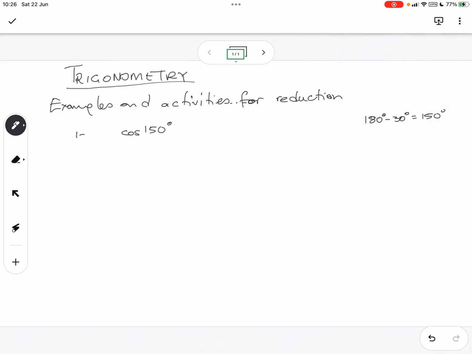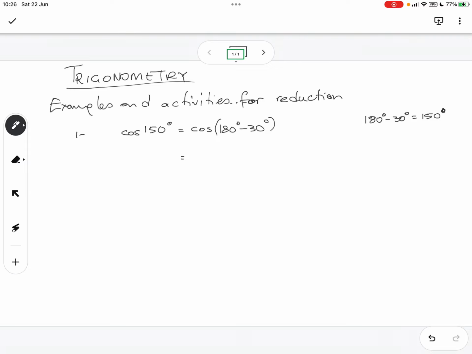All right. So if we take 180 degrees and we remove 30 degrees from it, we are left with 150 degrees. So then it means we can write the cos of 150 as the cosine of 180 degrees minus 30. Can you see that?